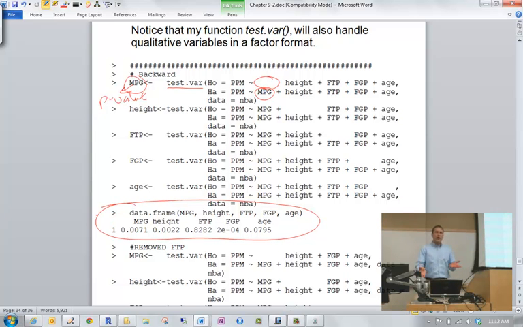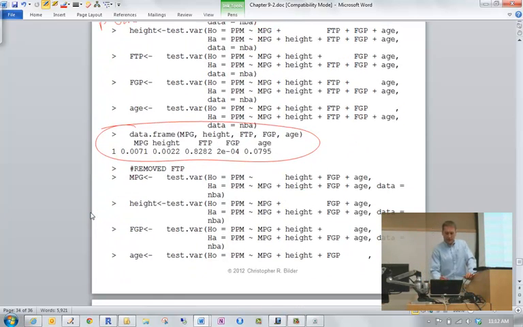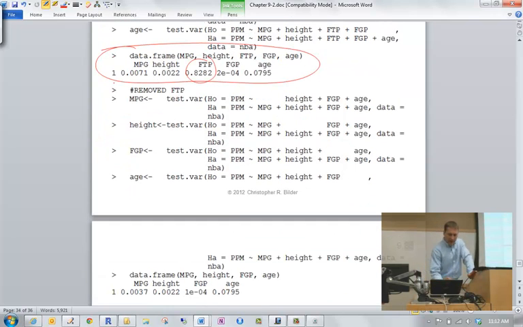So, which variable has the largest p-value? FTP, 0.82, which says since that's large, let's go ahead and remove FTP from consideration. So I remove FTP from consideration, and now again I proceed in the same manner, where I look at the models that have 4 variables in them to a model that has 3 variables in it.